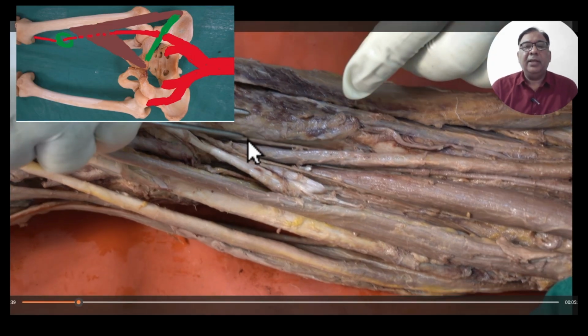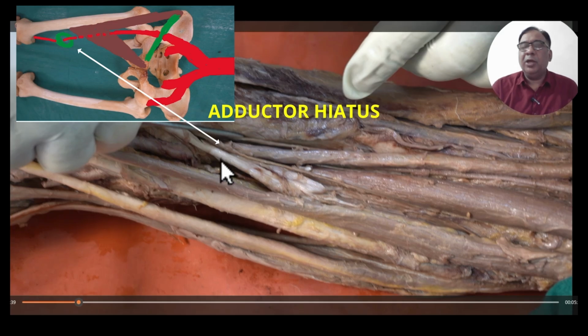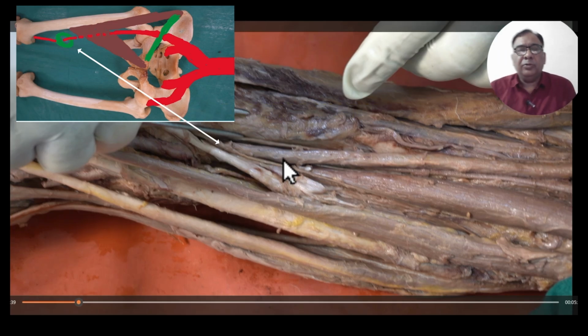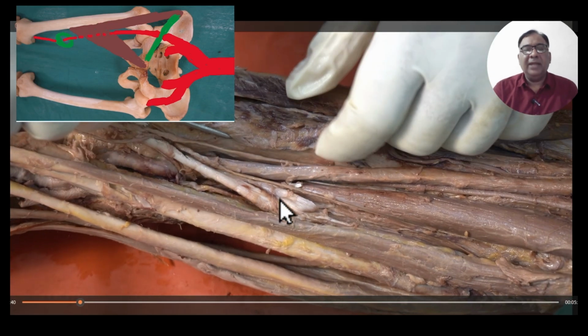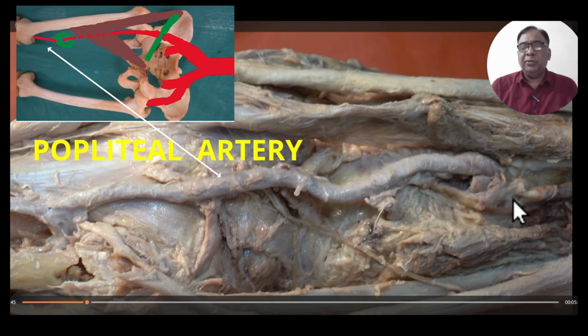This is adductor canal and here is a tendinous opening in adductor magnus and this opening is called adductor hiatus. Femoral artery extends from inguinal ligament to adductor hiatus. Femoral artery leaves the adductor canal, passes through adductor hiatus and continues as popliteal artery.